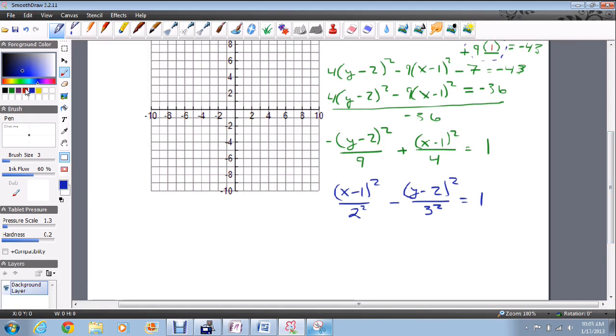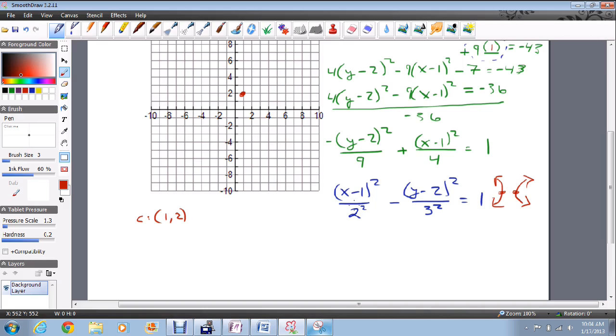So I'm going to make a few notes here. The center is positive 1 and positive 2. That comes from the x and y values, but remember they're the opposite. So I'm going to first plot that point, 1, 2. Now, the x comes first here, so we know that it's going to be opening left and right. That's what our hyperbola should look like when we're done with it. So our vertices have to be to the left and right of each other.